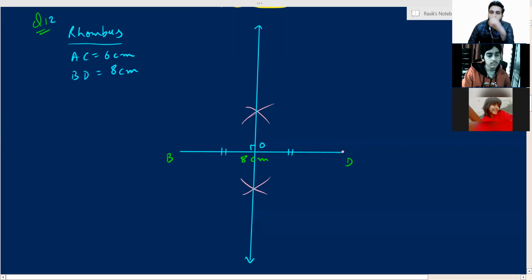You take 3 centimeters in the compass. So can you hear my voice now? Yes.